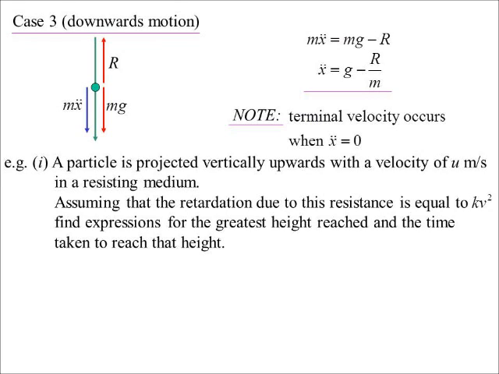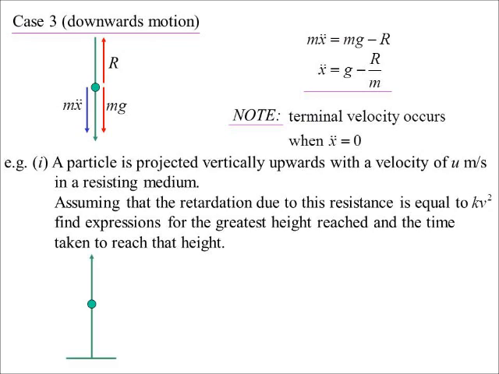In reality, it doesn't matter, because it's going to equal some constant times it. And so whether that constant involves the mass or doesn't involve the mass, it just makes it a different constant in the problem. So we're assuming retardation due to resistance equal to kv squared, and we'll see in a second whether I'm going to assume that's a force or an acceleration. We're going to find expressions for the greatest height and the time taken to reach that particular height.